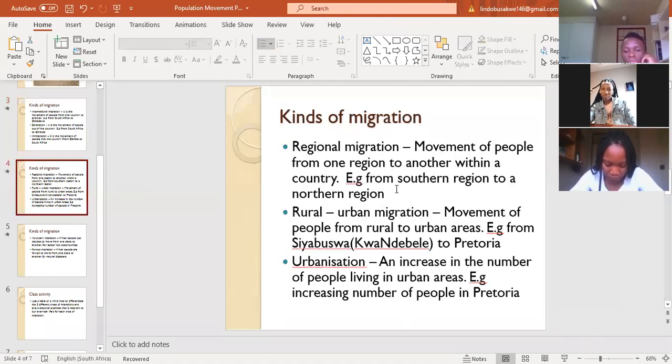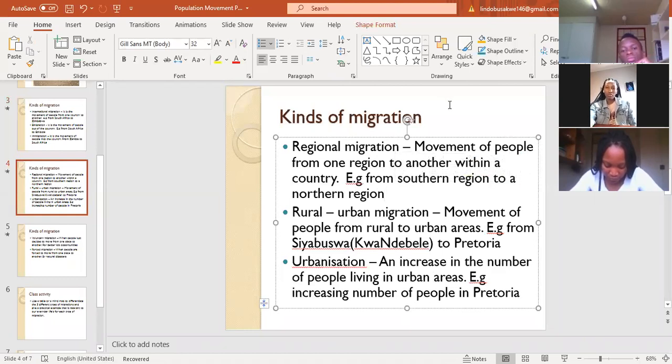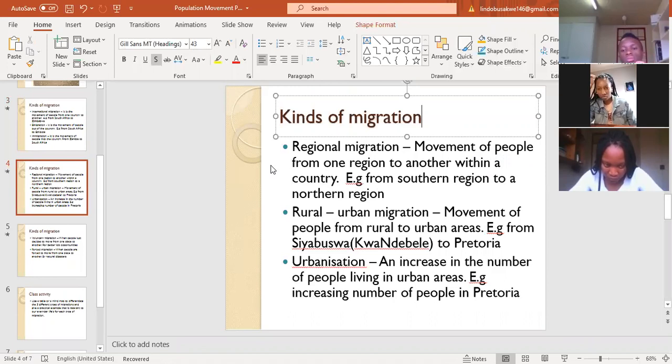The next concept is regional migration. Regional migration is the movement of people from one region to another within a country. You can find people moving from a southern region to a northern region. In a South African context, you find people moving from Limpopo to stay in Devon, some from Devon to stay in Pretoria, from one region to a different region.